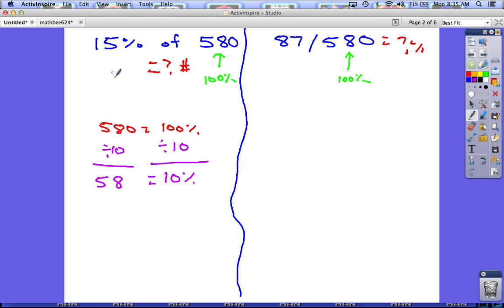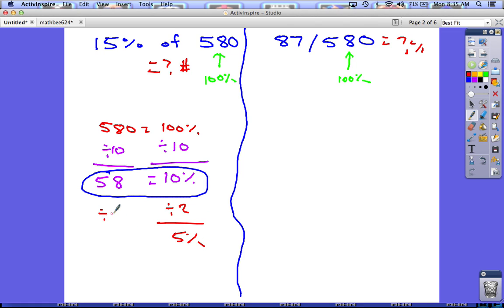Now that's still not 15%, but this should get us somewhere. We know that 58 is 10% of the total. We need to get that extra 5% so we can make 15%. Well, that's actually going to be fairly easy. If I take what I have here now, how do I get from 10% to 5%? Pretty simple. Divide by 2. That's going to get me 5%.